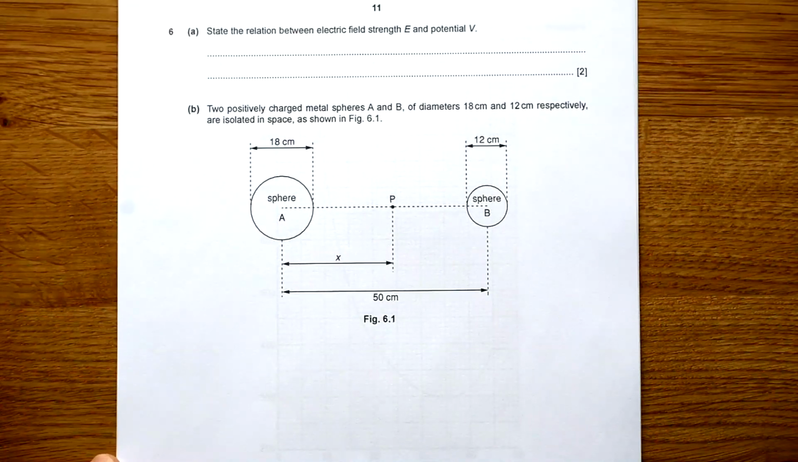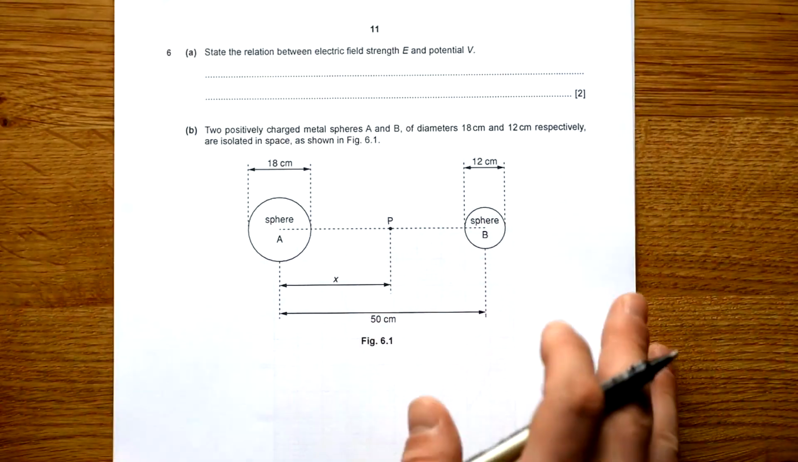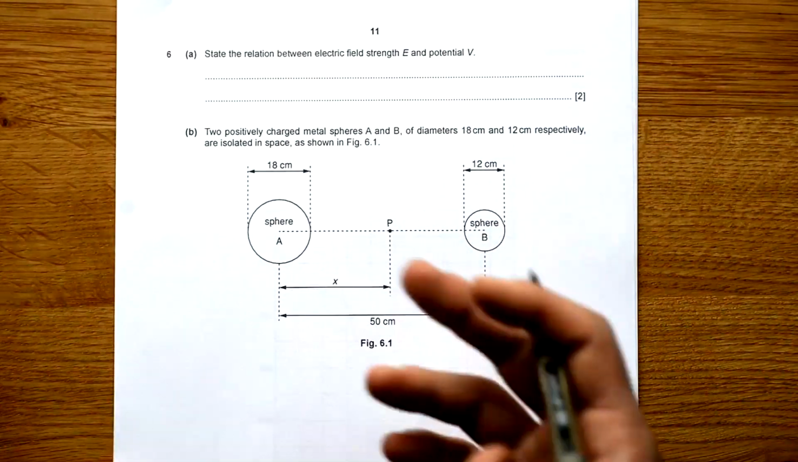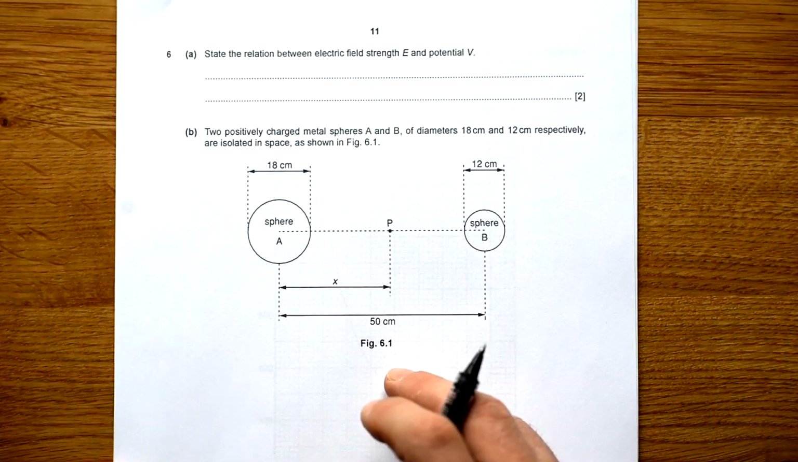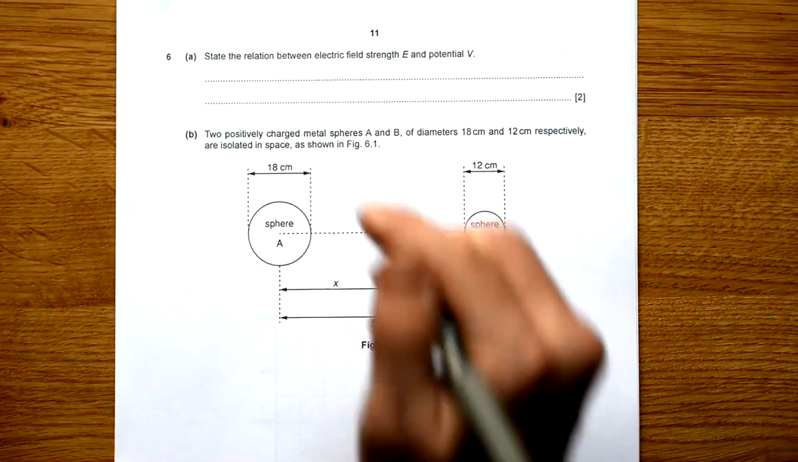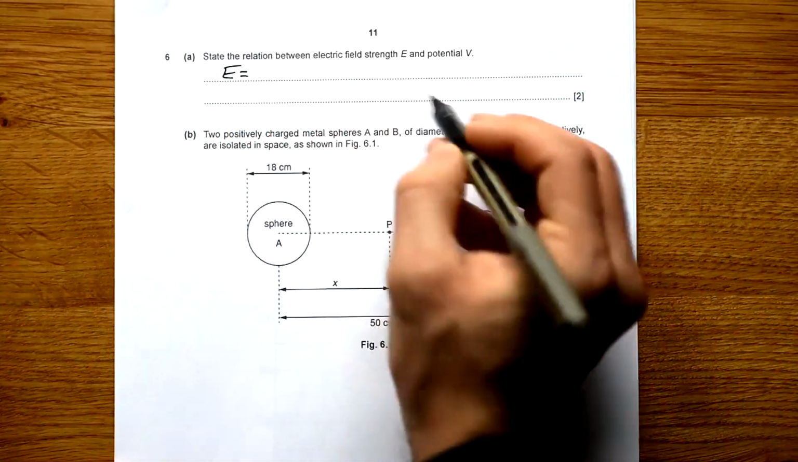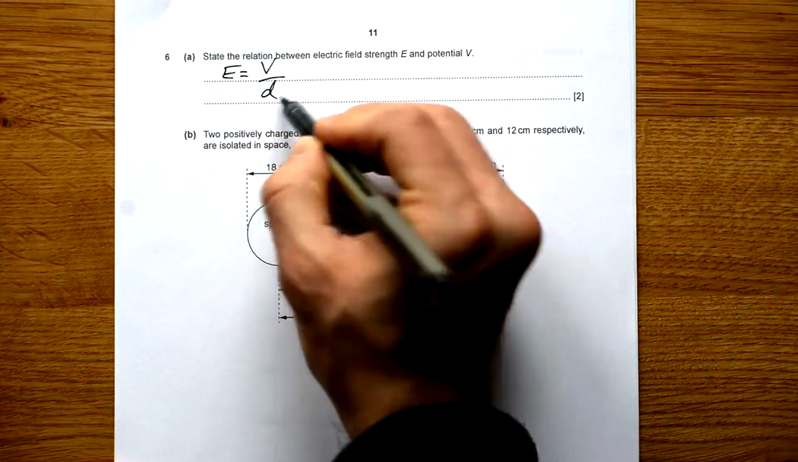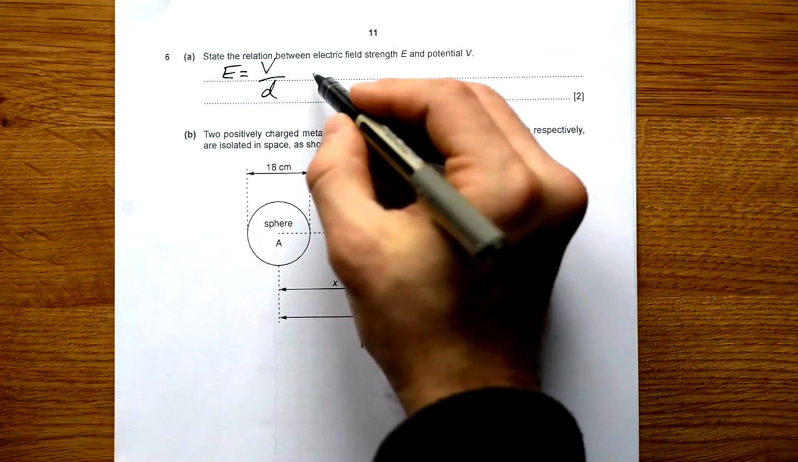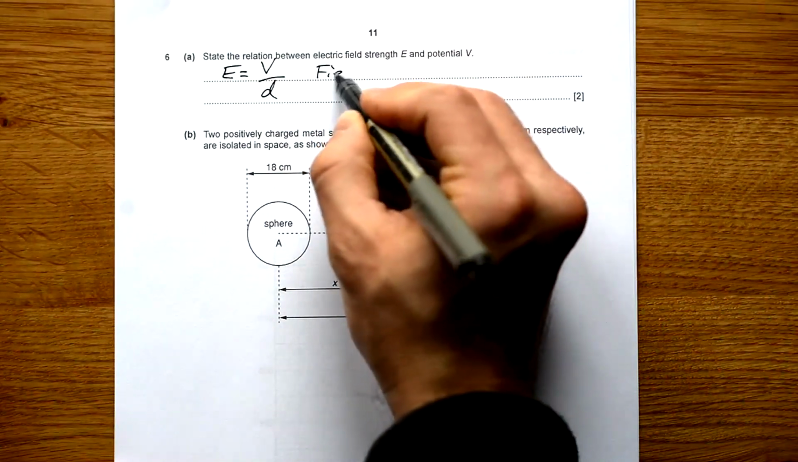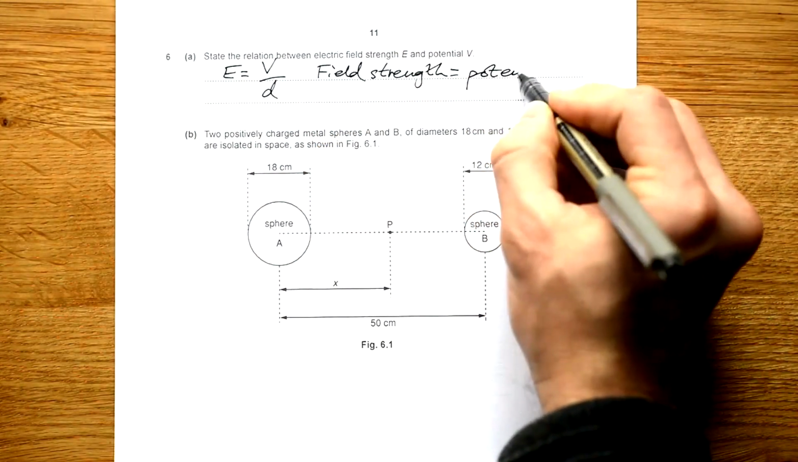So if you don't know where I'm getting this from, then have a look at my fields video, because field strength and potential and force and potential energy, they all work together, they all fit together. And you find out that electric field strength is all to do with how the potential varies with distance. In other words, field strength equals the potential gradient. That's what we call it.